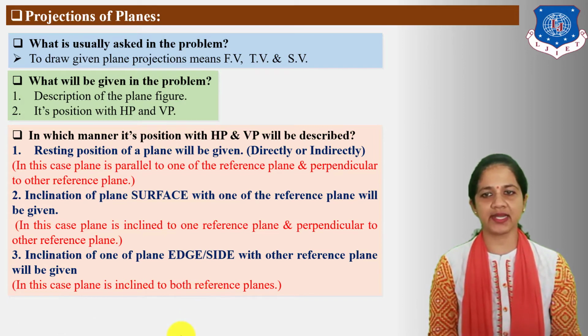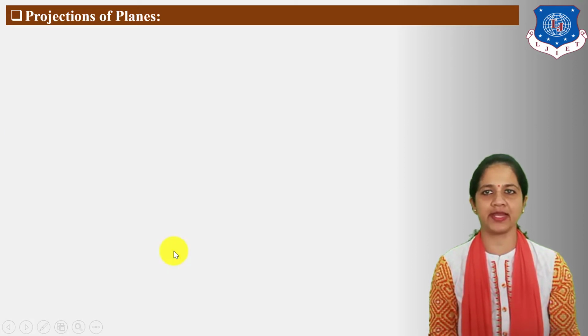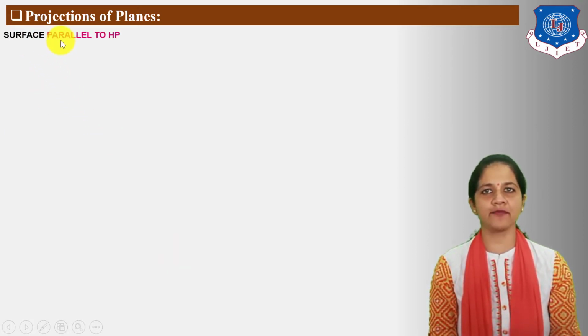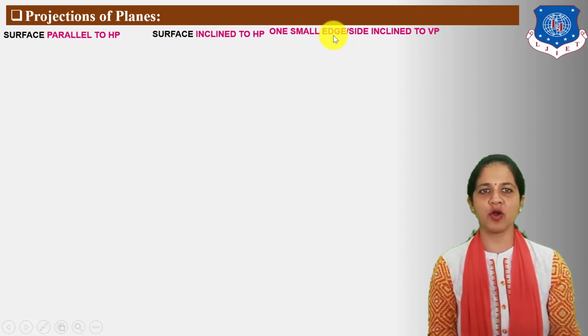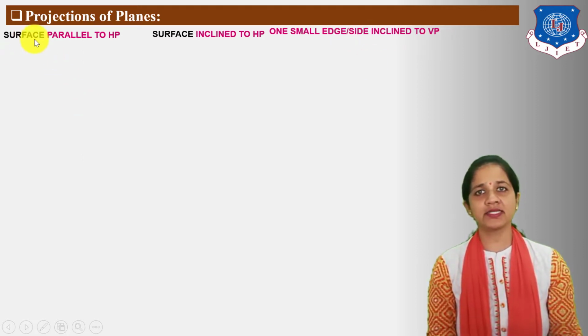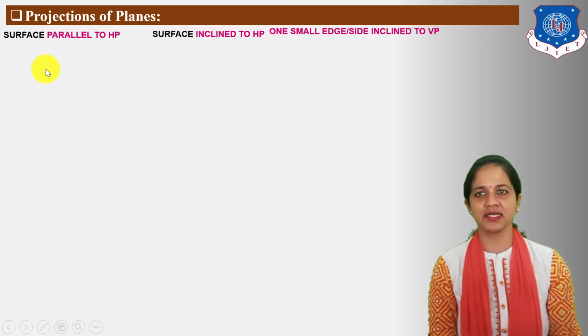Next, let us understand all these three cases by taking a rectangular plane. First case is surface parallel to HP. Second case is surface inclined to HP. And third case, one small edge or side inclined to VP. First, let us understand the pictorial or 3D presentation of the first case.